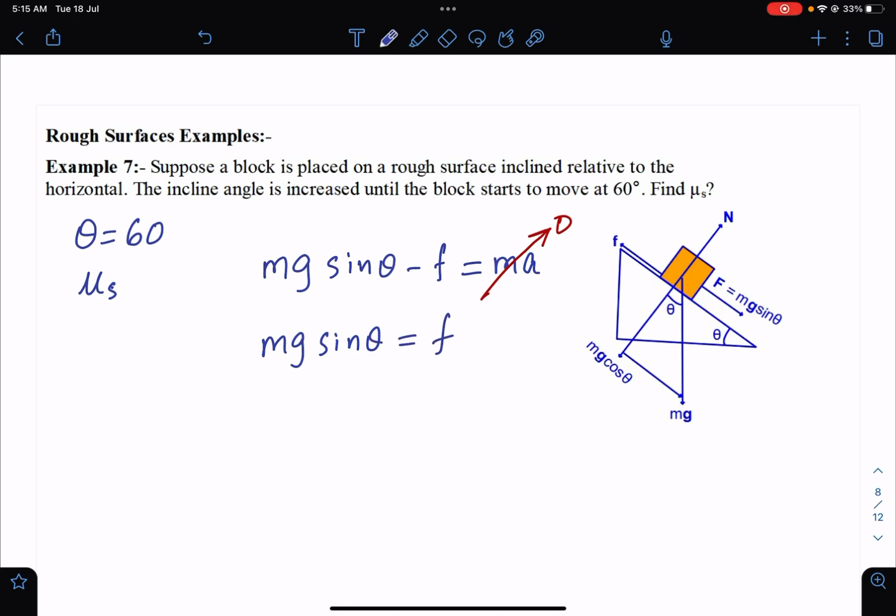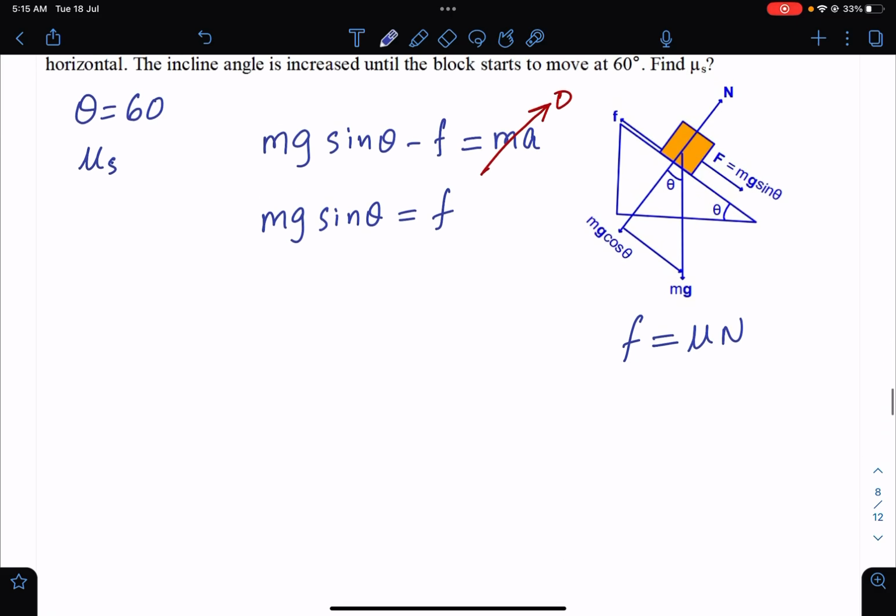So what is F in this case? F in general, let me just write it here. The small f, which stands for friction force, is mu n, where n stands for normal force. And in our case, the normal force is in line with mg cosine theta, but they're in opposite direction. Therefore, this is mu s mg cosine theta. The n and mg cosine theta are in line with one another, but they're in opposite direction.